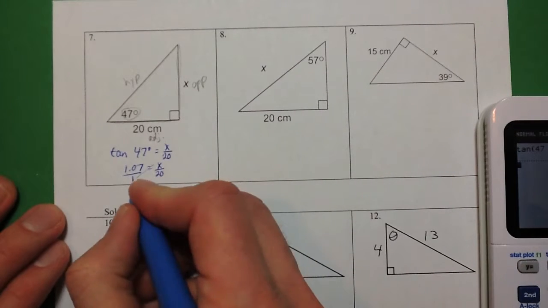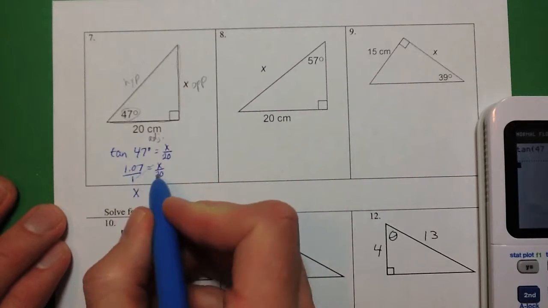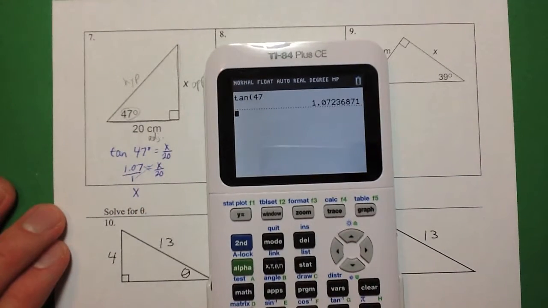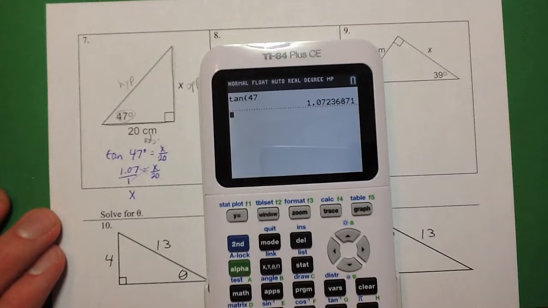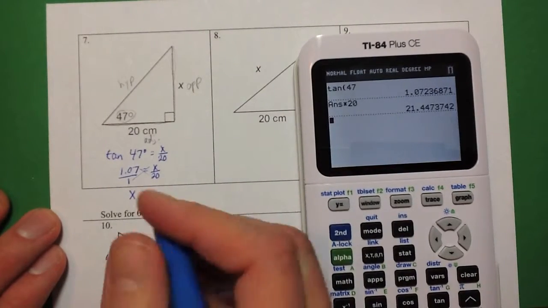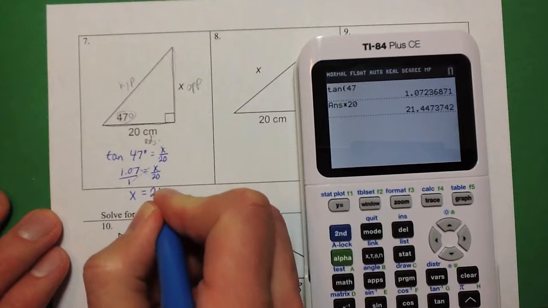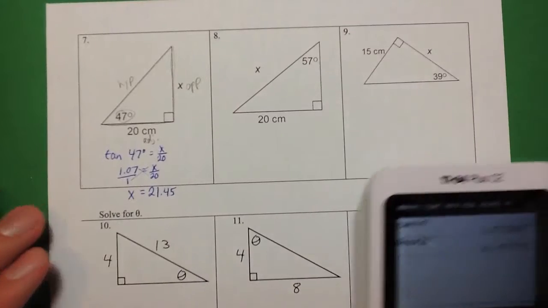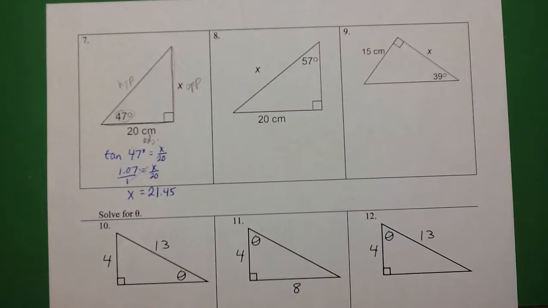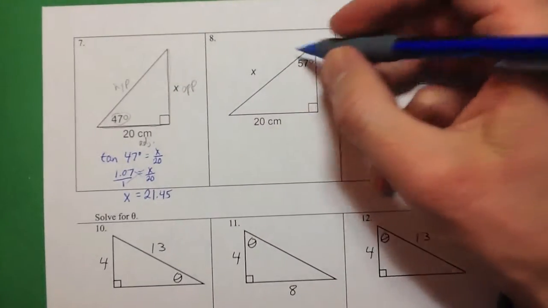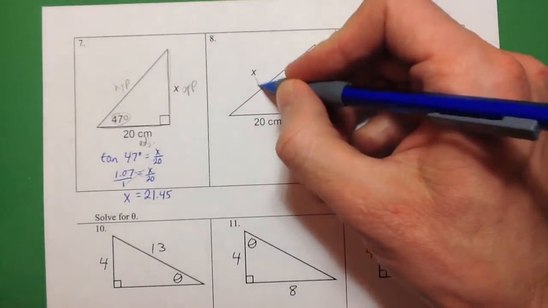1 times x is x. 1.07 times 20, whatever 1.0723687 is, times 20. 21.45. There we go. If you were trying this on your own, I hope you got that. Let's keep moving. Pause it if you need to. Let's find the hypotenuse. It's this one.